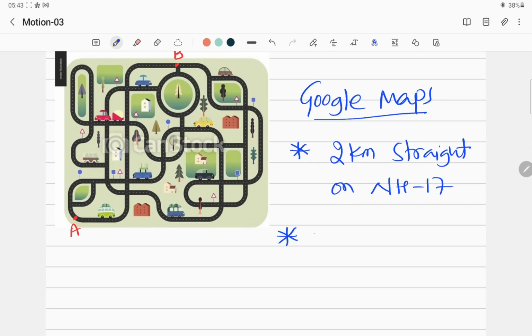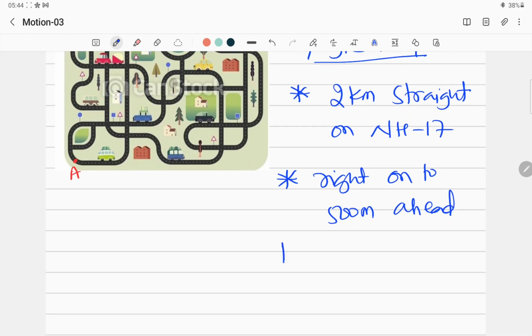Then it will be saying right onto, 500 meters ahead, take U-turn. So whatever these things are mentioned here, no? Stay on NH17, right onto, take U-turn. These kinds of things are the directions, which are very, very important.